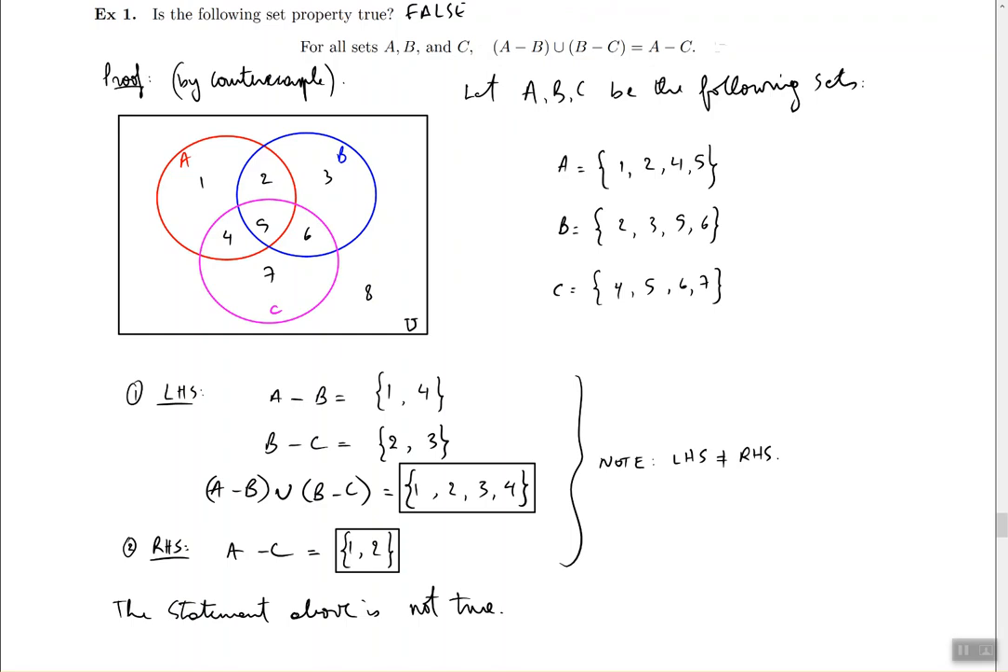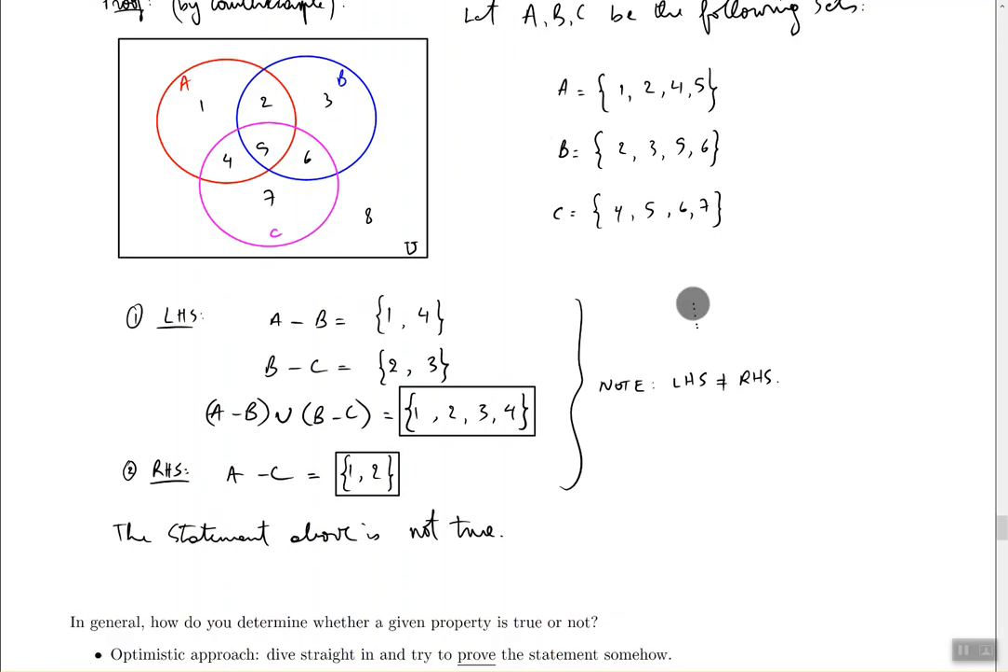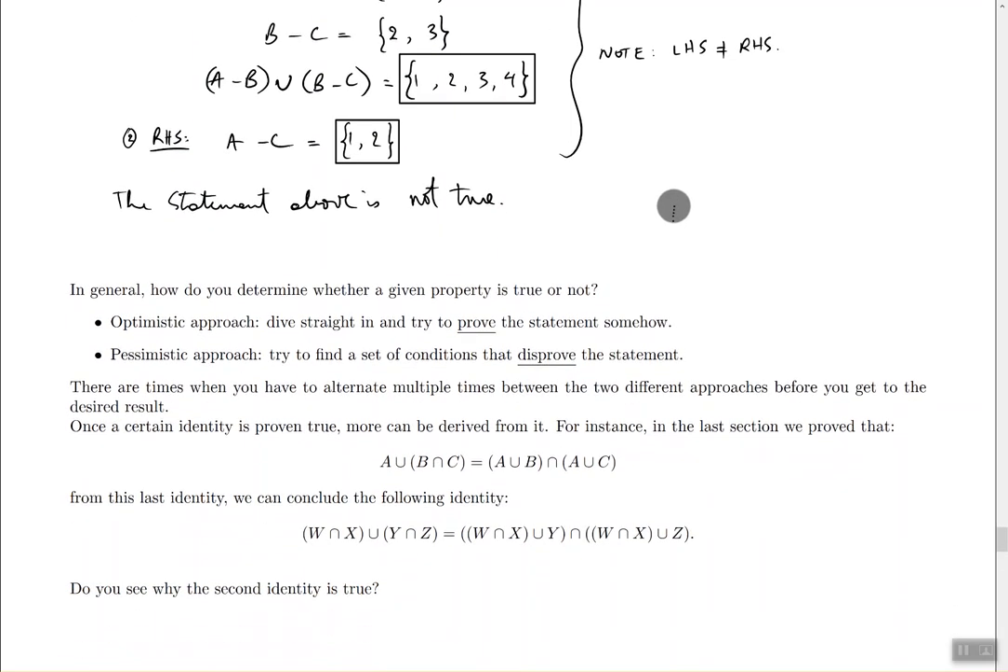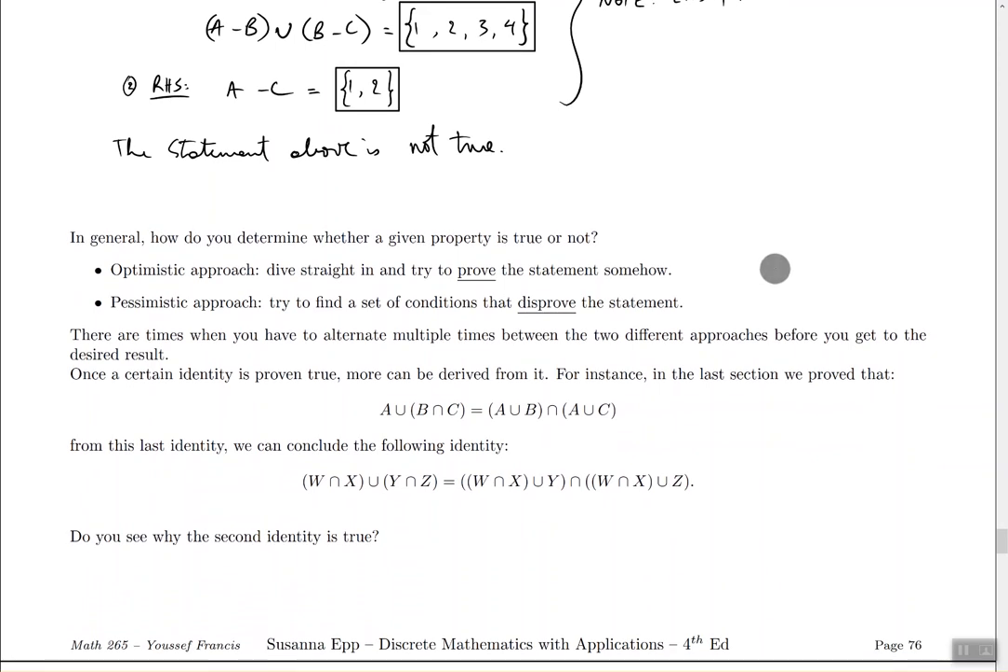Okay. And since they told me I can make A, B, C any sets, I decided to make A, B, C these following sets. And it turned out that this property does not hold here. Okay. Now, if you know that a certain property is true, then you can use it to generate bigger and bigger properties. And that's what we're going to be explaining in the next couple of sentences over here. But these are the methods I was talking about, the optimistic approach and the pessimistic approach.